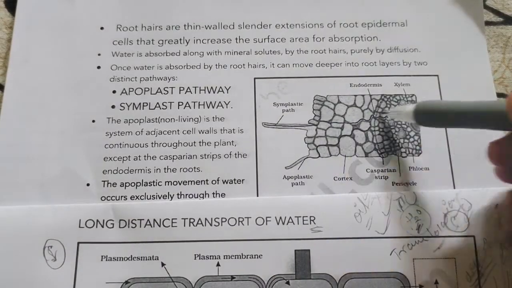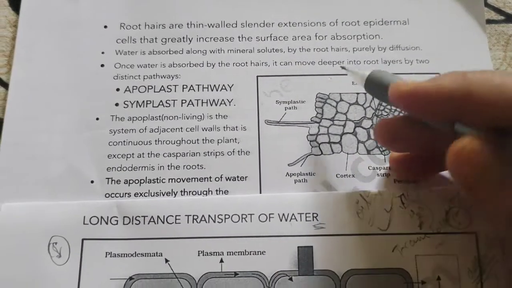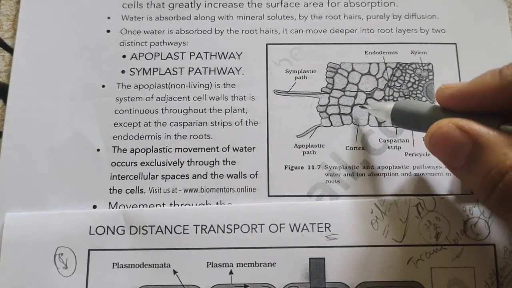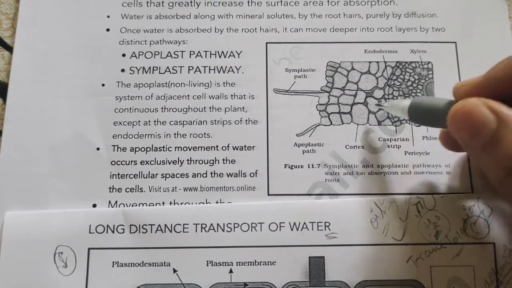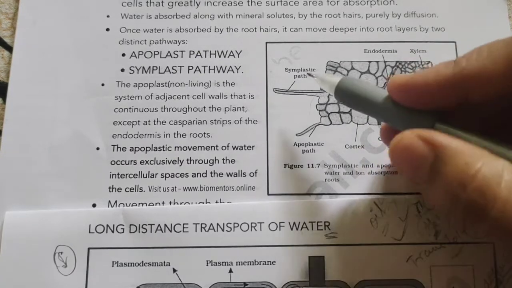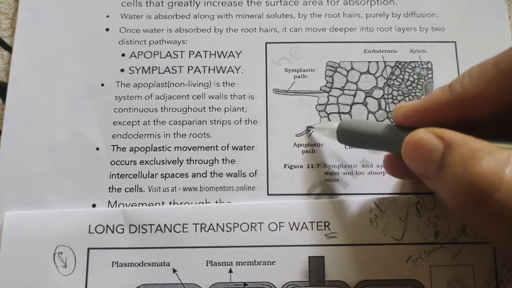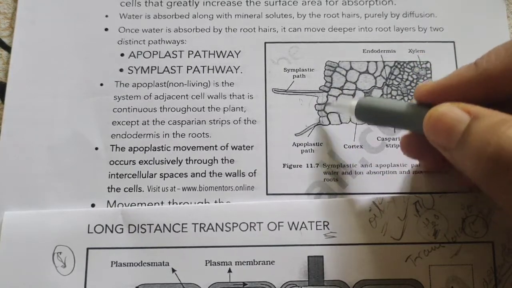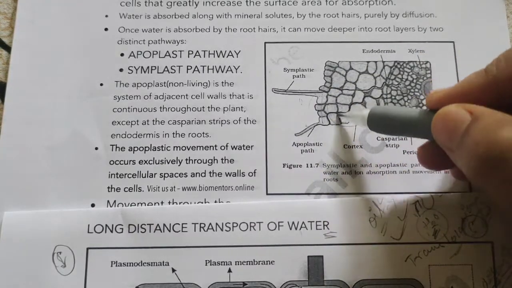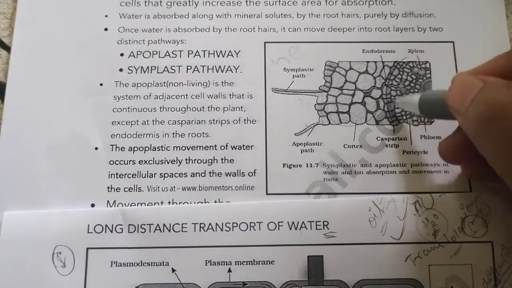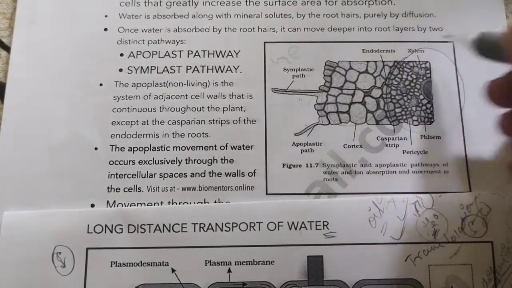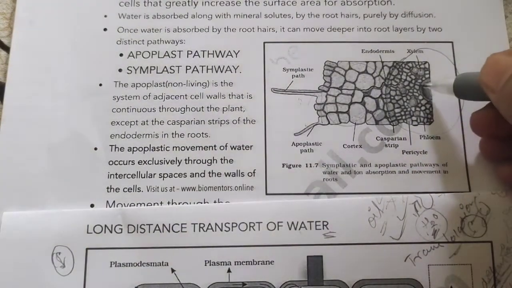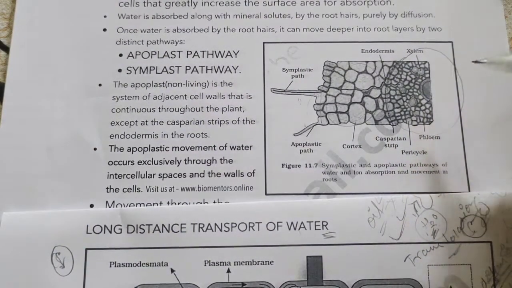This is the picture of a cross section of the root, and it helps you identify the movement of water. This is the root hair. These are the epidermal cells, which we call the epiblem, and then comes the cortex, which is made up of parenchyma cells, and then comes the endodermis, which is circular in nature, and then the pericycle, and then xylem as well as phloem.